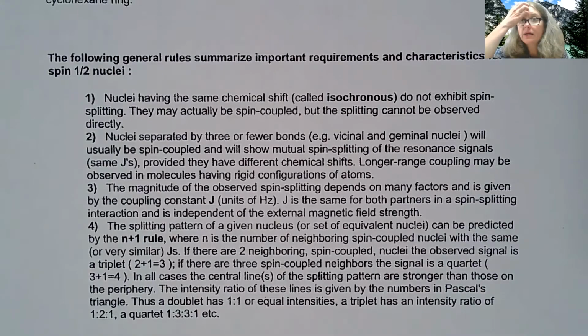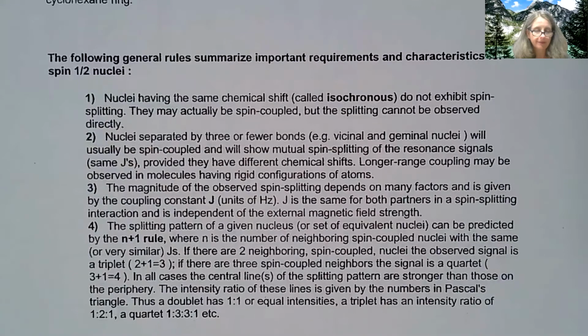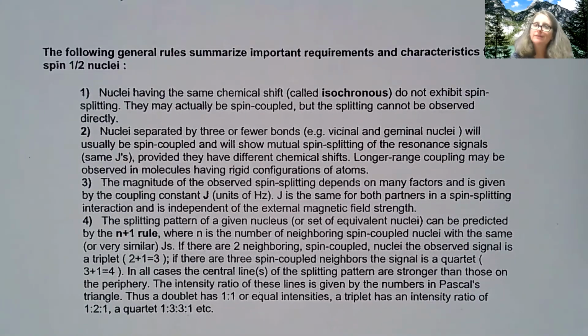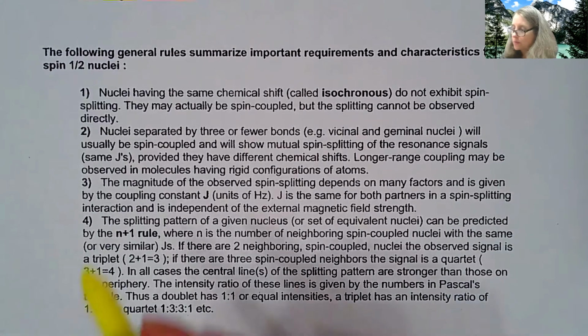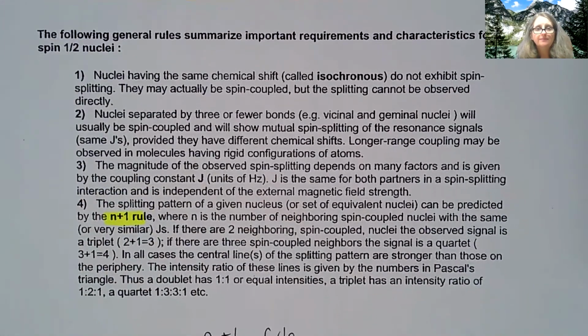So this is part 3 of the NMR notes. Now that we've talked about using the chemical shifts and the height of the peak to figure out what we have, we now need to go into where it gets a little more tricky. And that is what we call the N+1 rule. Okay, so find this part of the packet.